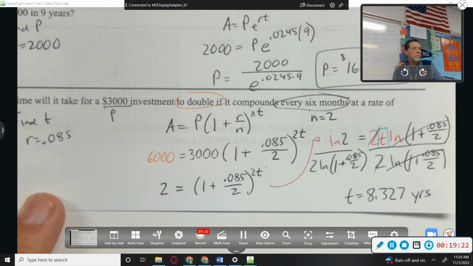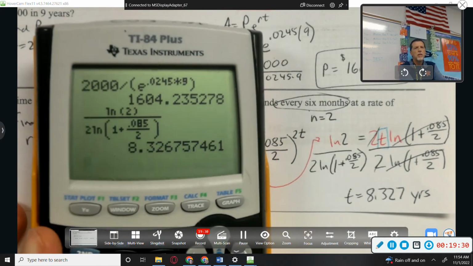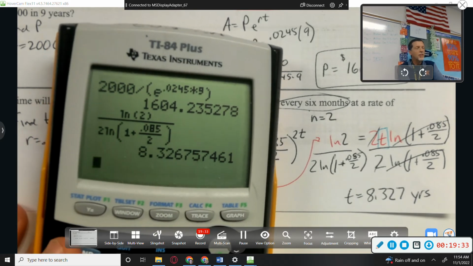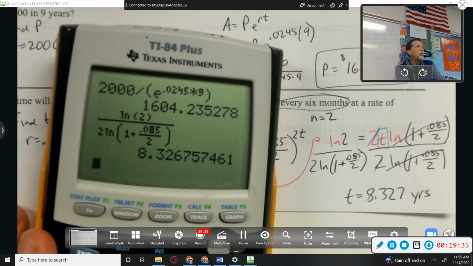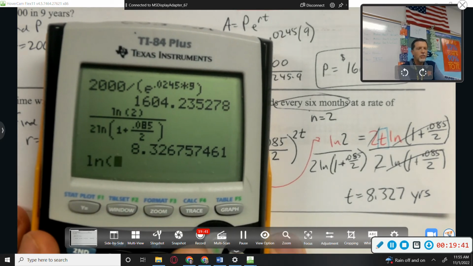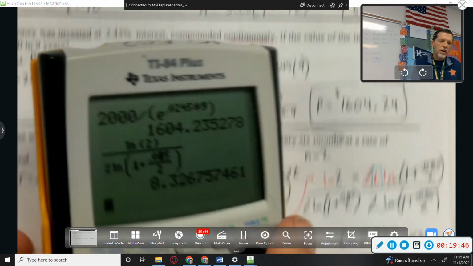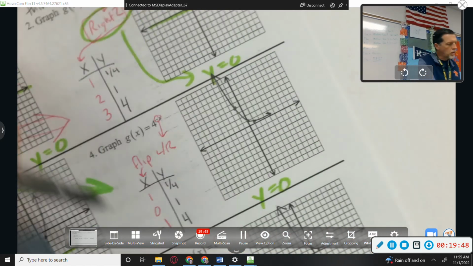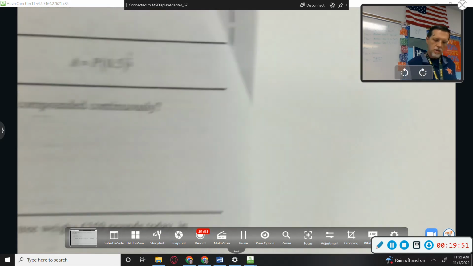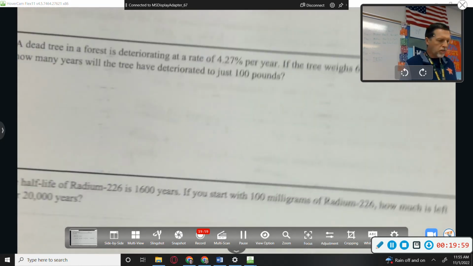How do you get rid of the parentheses when you type in 2 ln? Well, when you hit ln, it opens a parenthesis because you need one. You have to close it. I don't even think you can get rid of it because you've got to have it. You just have to make sure you close it in the right spot. Over on the left. So the answer was 8.3 years.